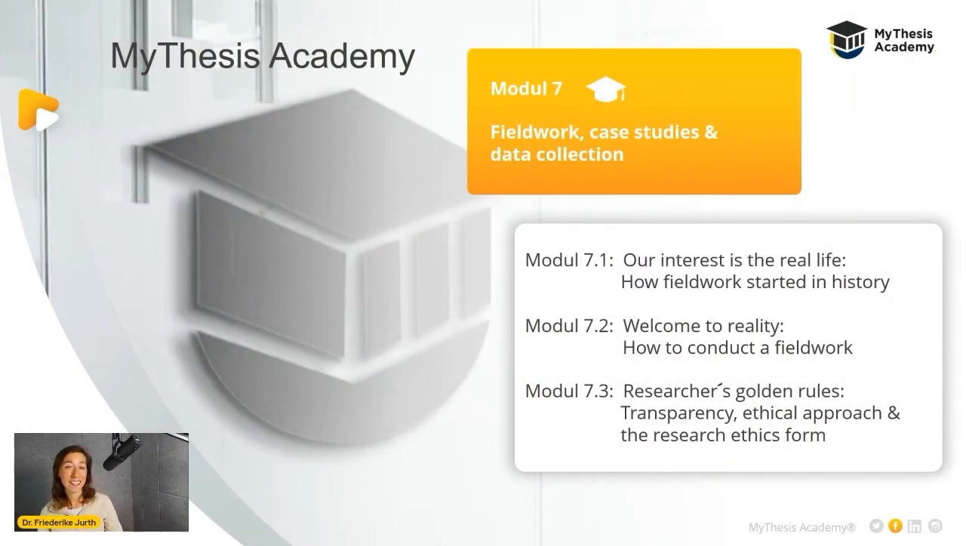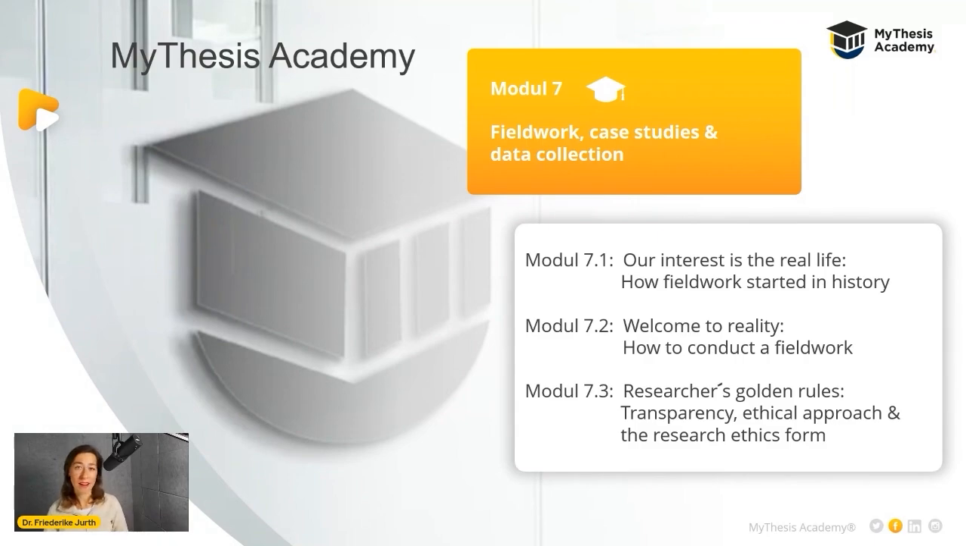As you can see, this class consists of three main parts. So we will start with a little historical introduction to get to know how fieldwork started in history. Then we will turn over to the second part, which is about the practice and about the question of how do you conduct a fieldwork. So how to prepare a fieldwork, what do you need to consider, and how do you simply realize it? What is important to know?